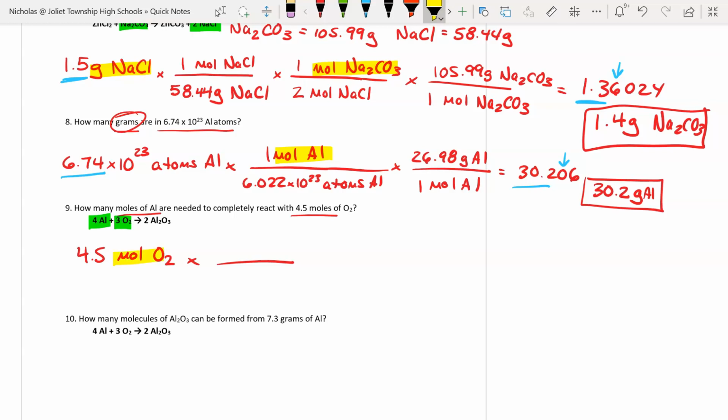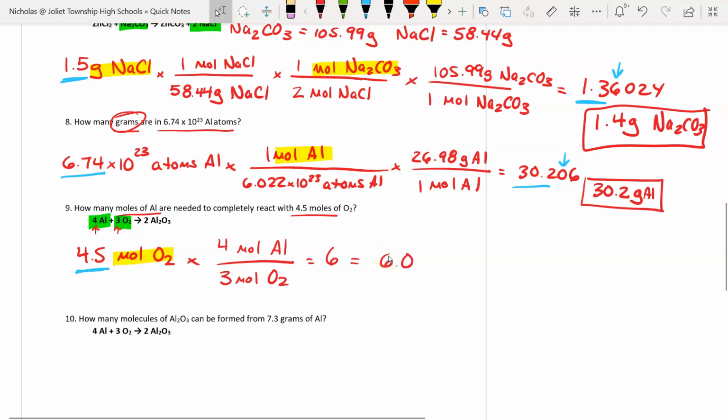So we are currently in moles of oxygen. So moles of oxygen are going to go in the denominator. We have 3 moles of oxygen for every 4 moles of aluminum. And when you multiply this out on your calculator, you get 6, like 6 even. But we have 2 sig figs in our given, so we need to turn 6 into 2 sig figs. So this will actually be 6.0 moles of aluminum.